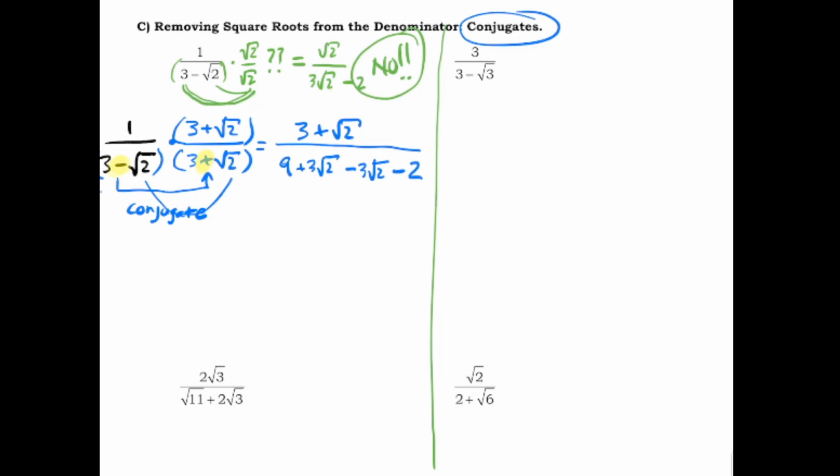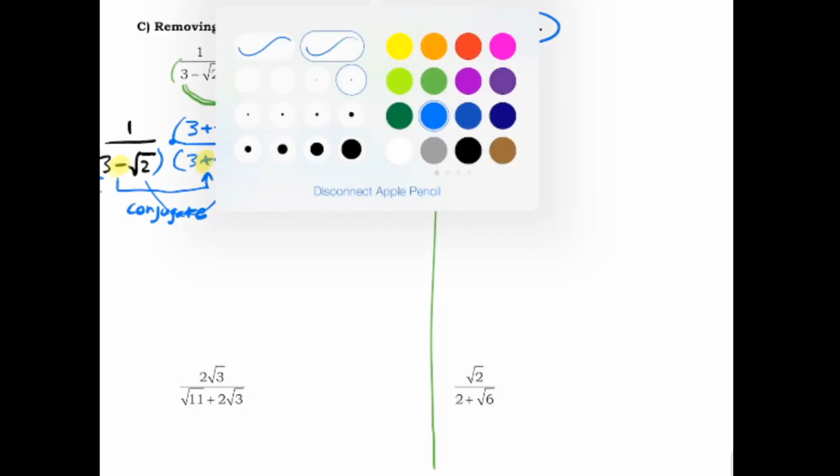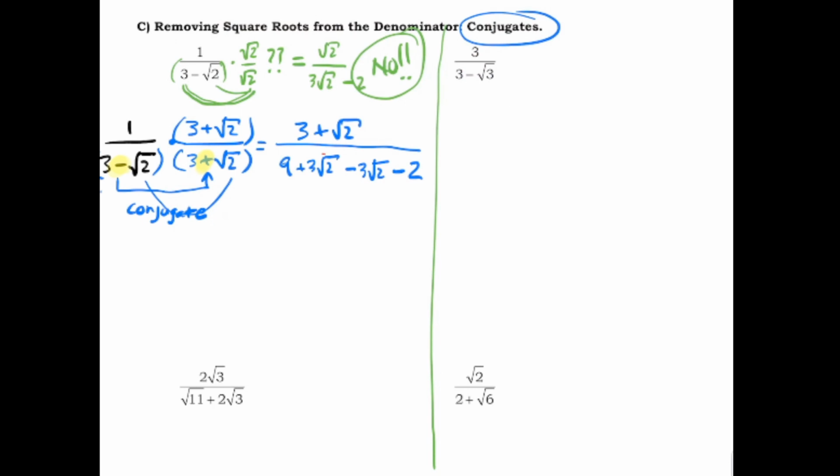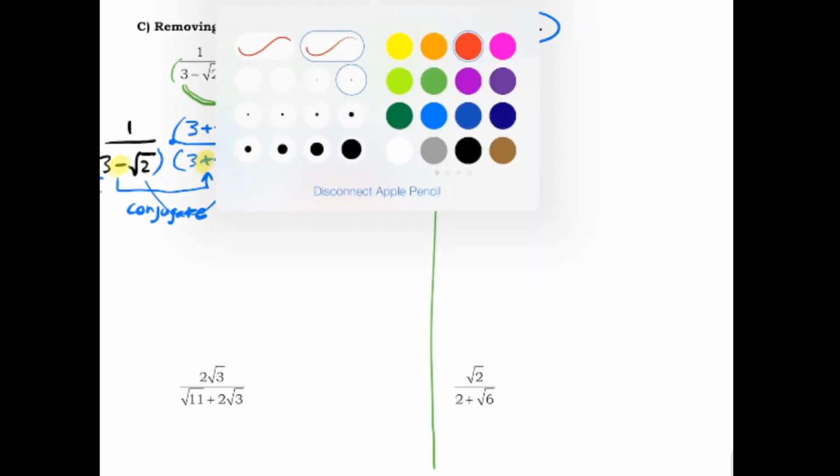Okay. So what happens is that you've got this plus 3 root 2, but you've also got this minus 3 root 2. And so the roots go away. It works! Conjugate, that's the ticket. That's what you want right there.